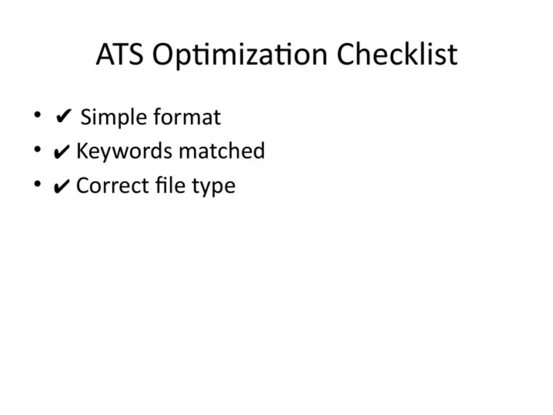And of course, use the correct file type, typically a Word document or a PDF, since incompatible formats can cause your application to be overlooked. By following these simple guidelines, you improve your chances of passing the ATS screening and getting noticed by human recruiters. Remember, the goal is to make your resume as easy as possible for the system to read and evaluate.